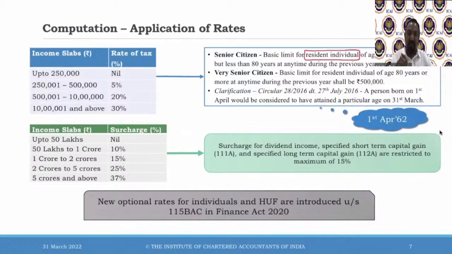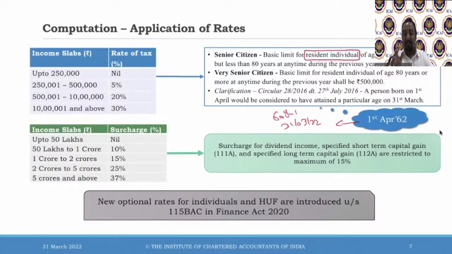There is a circular which says a person born on 1st April of a particular year shall be treated to have completed 60 years or 80 years, whatever it is, on 31st March itself. So typically, a person who was born on 1st April 1962 would have achieved 60 years on 31st March 2022. So they also should be included. So you need not calculate 60 years every time. Any person who's born on or before 1st April 1962 will be senior citizen.